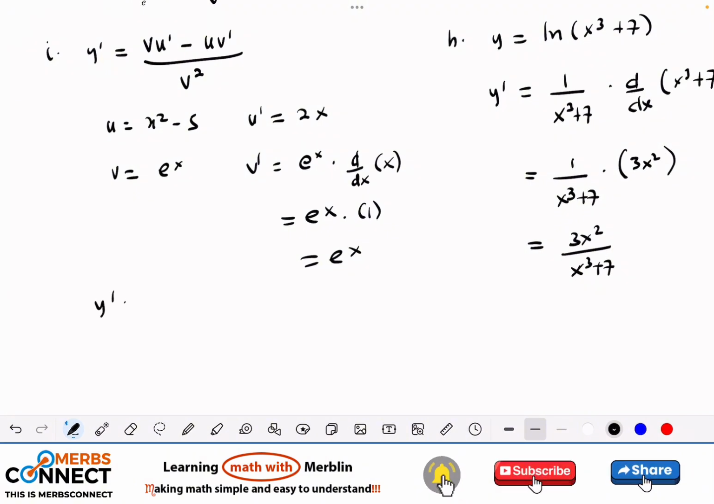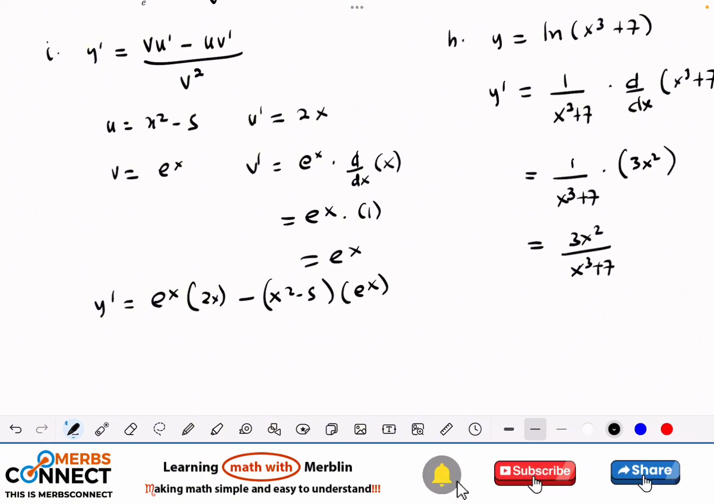Now let's plug them into the function. v is this, so I just plug it there. Then what is u prime? u prime is this, so 2x, minus u, which is x squared minus 5. When I write the x squared minus 5, what I need to do is put it into parentheses. You cannot just leave it like that. If you do it that way, you might make a mistake. So what is v prime?